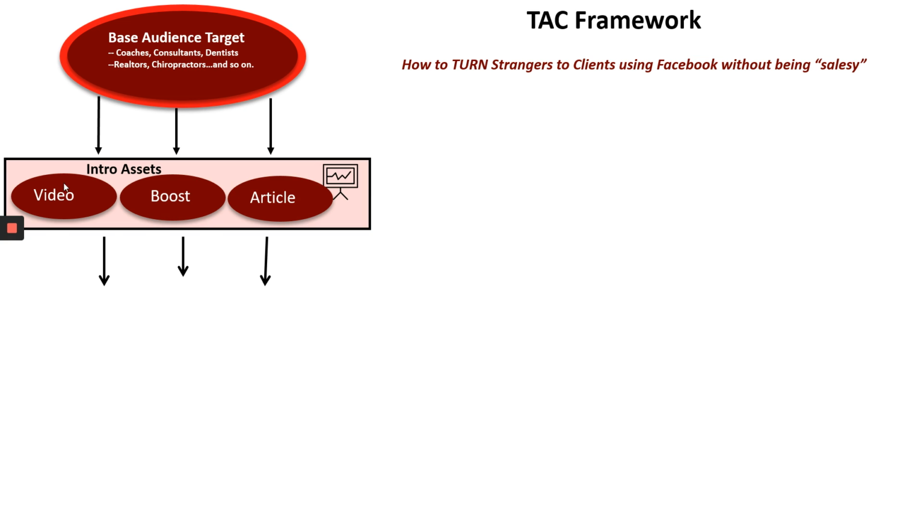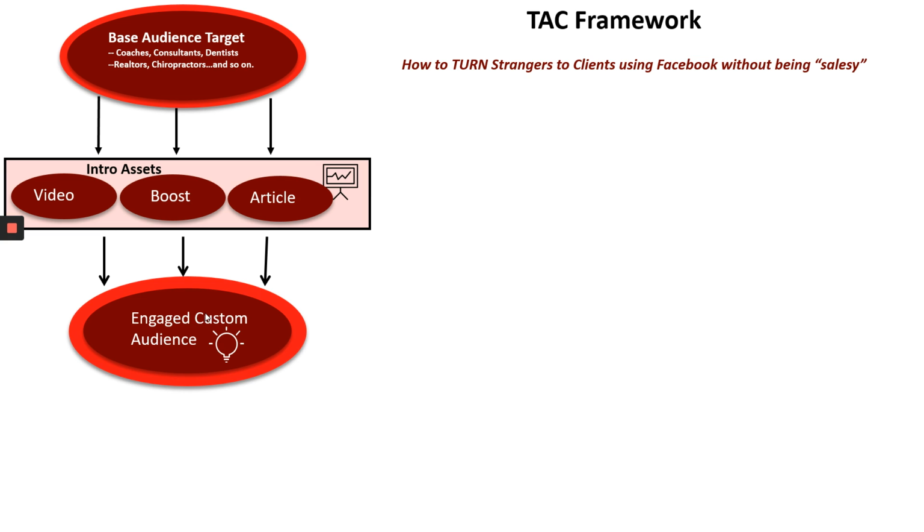Now, once you put this in front of them and you boost that article or video, you can tell Facebook to help you identify those who engage with your video or article, and you're going to create a custom audience for those. Anyone who consumes your article or your video will be added to the engaged custom audience.